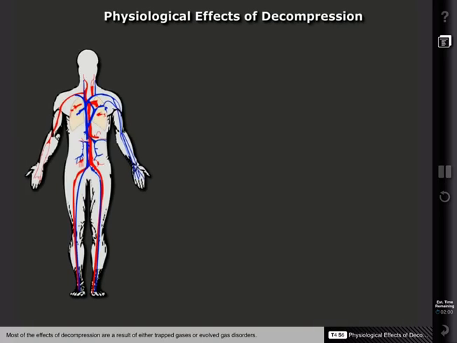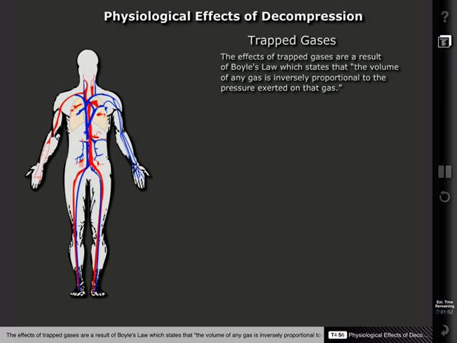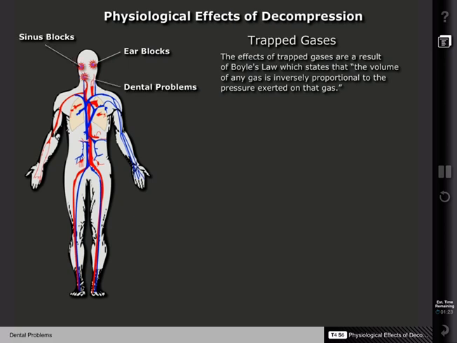Most of the effects of decompression are a result of either trapped gases or evolved gas disorders. The effects of trapped gases are a result of Boyle's law, which states that the volume of any gas is inversely proportional to the pressure exerted on that gas. So, any gas trapped in the human body will expand with a drop in the pressure surrounding the body. This can occur in many parts of the body, causing varying degrees of discomfort or pain. Examples of this include ear blocks, sinus block, dental problems, and intestinal problems.